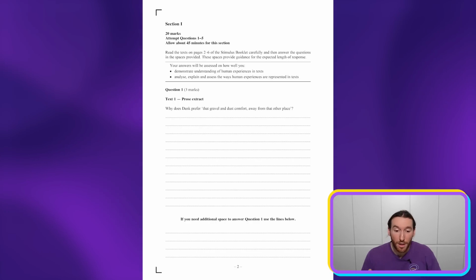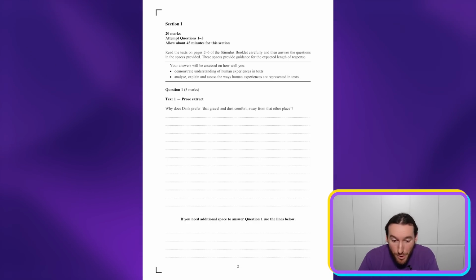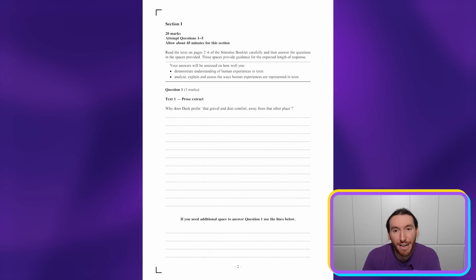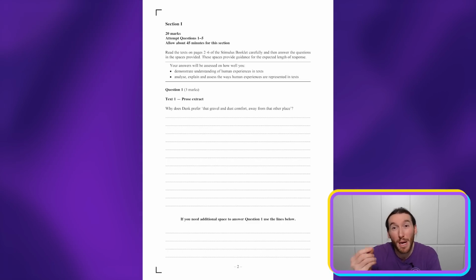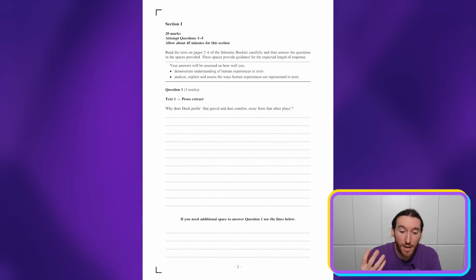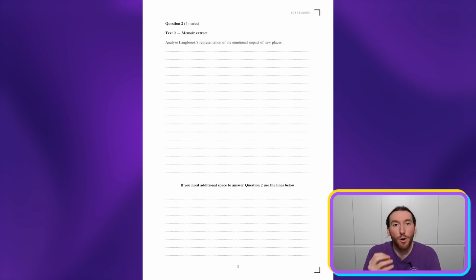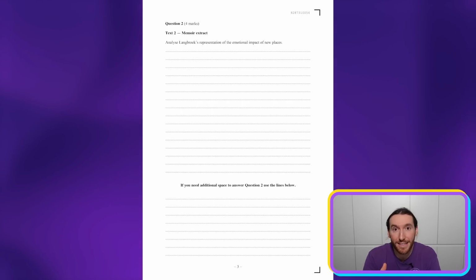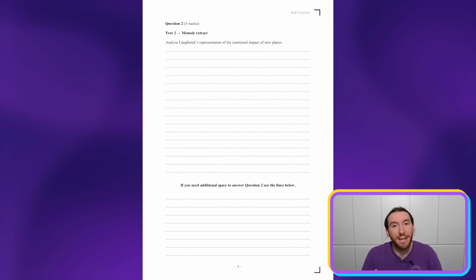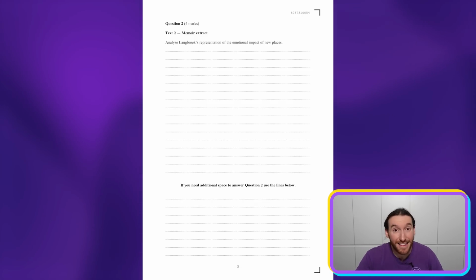Now for question 2, keywords, analyze Langbroek's representation of the emotional impact of new places. When we talk about keywords, we're not talking about directive terms like analyze. We're talking about the words that you need to use basically in every sentence of your response. So here, analyze Langbroek's representation of the emotional impact. We need to identify and expand on an emotional impact that new places will have. So something about new places, but mainly what's the emotional impact? And I need to give examples of those impacts and say things about that impact.